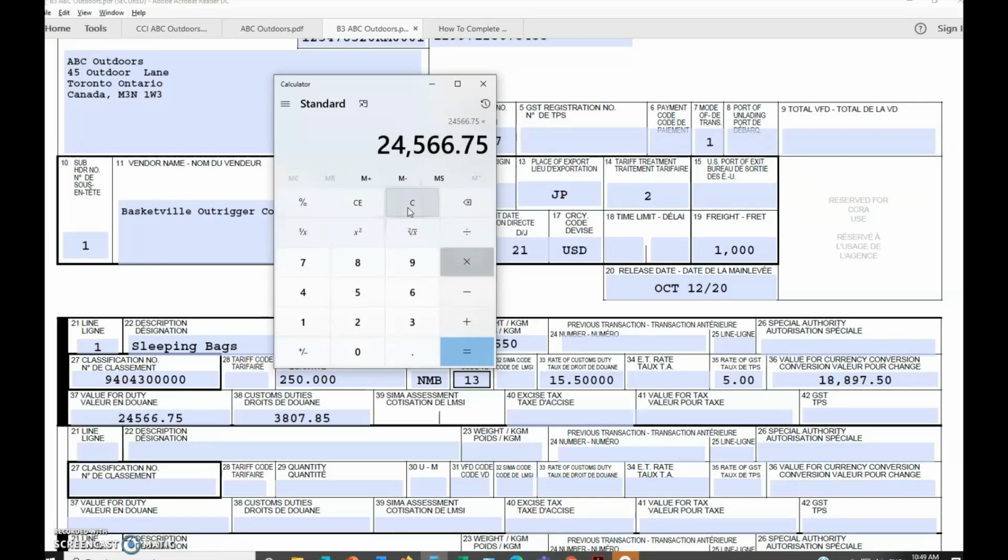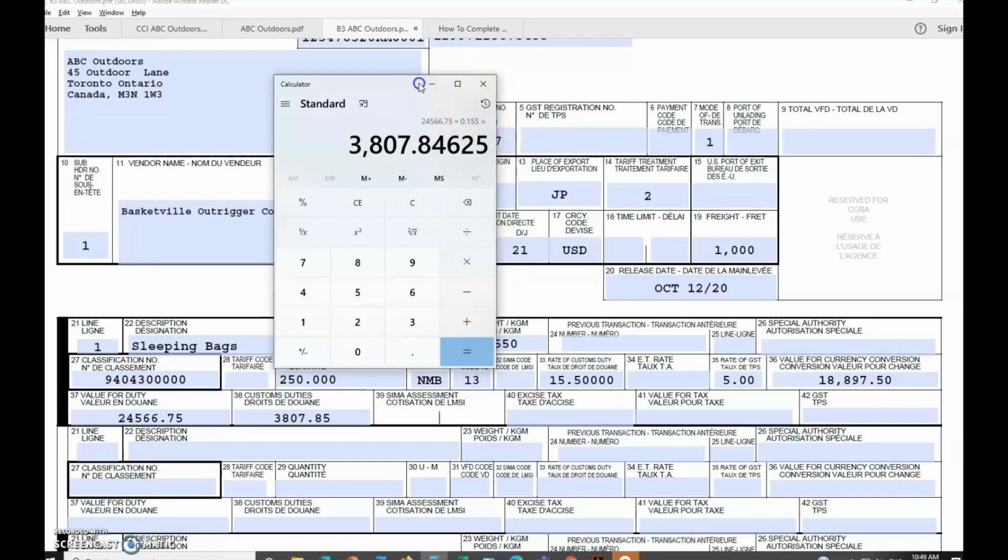Now, to do that a different way if you want, let's cancel this and put in the 24,566.75 times 15.5%, but you have to hit the percent button, which gives you the exact same answer. I just go right ahead and change it to 0.155, but you can do it that way if you want to use the percent button, just the same.